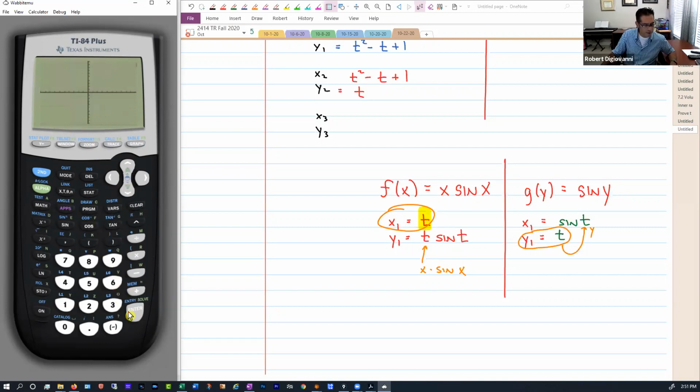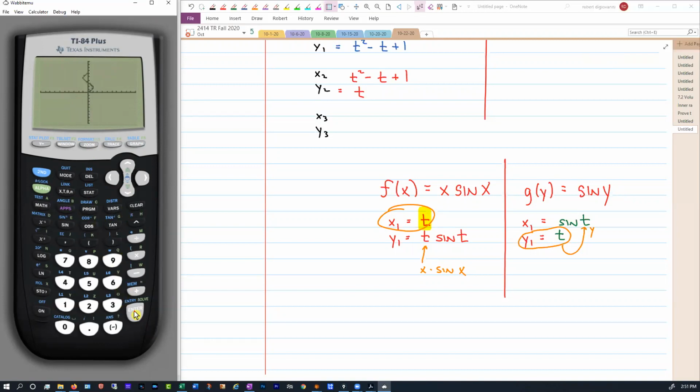Yeah. So there it is. There's the graph. So the y1 was t here, right? Yes.